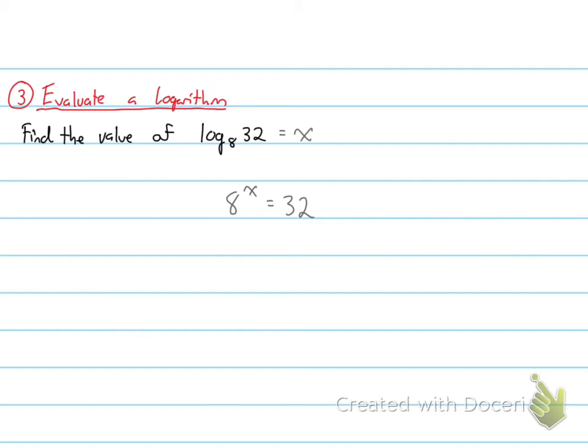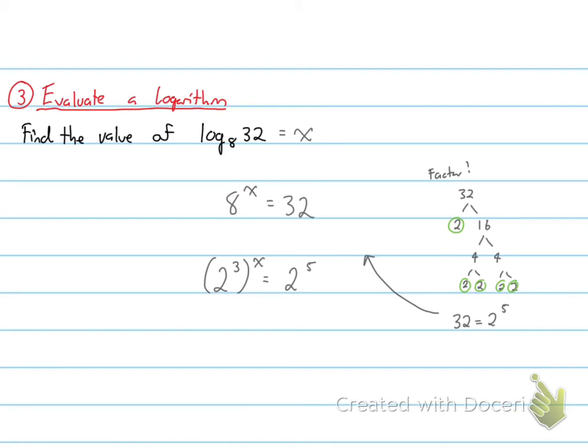And the easiest way to write 32 as an exponent is to do prime factorization. So we worked with this before. I'm going to take 32 and do prime factorization. When I do that, I can see that I can rewrite 32 as 2 to the 5th power. Now this is going to be helpful for me because 8 I could also rewrite with a base of 2. 8 is 2 to the 3rd power.